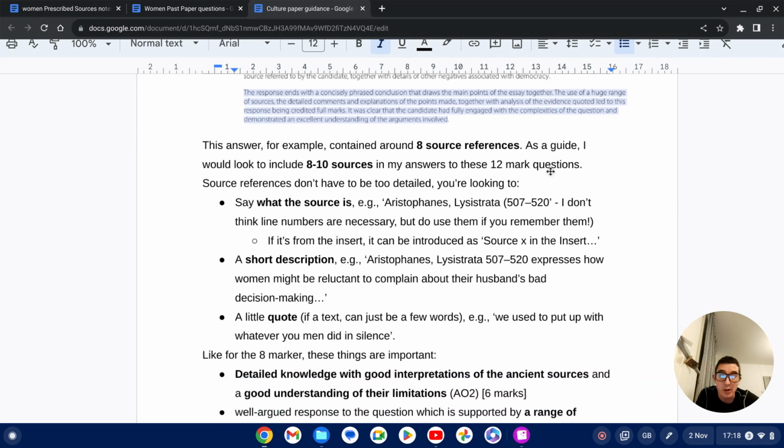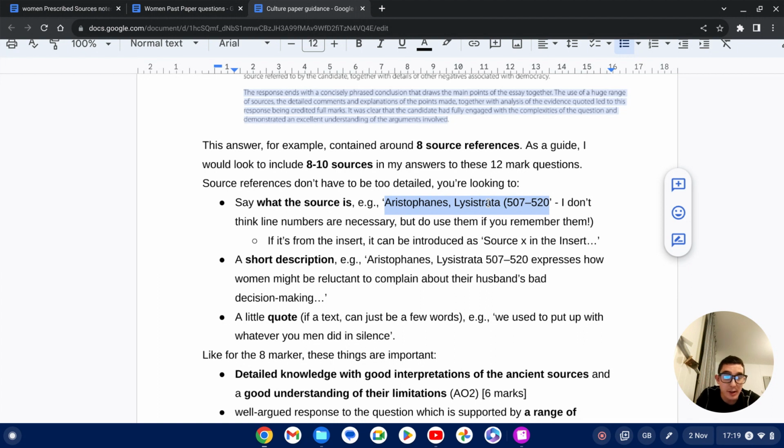I'll give you an example of what they look like. So say what the source is, i.e. Aristophanes' Lysistrata 507-520. If you just say Aristophanes' Lysistrata, that's probably okay. So you need to say what it is. So you might say Aristophanes' Lysistrata, in a short description, expresses how women might be reluctant to complain about their husbands' bad decision making. Okay, there's another reference.